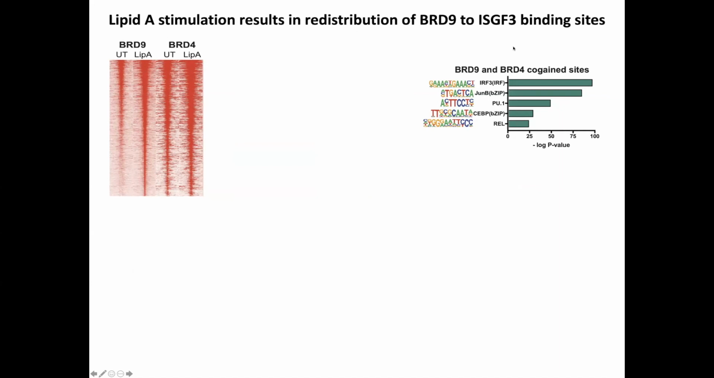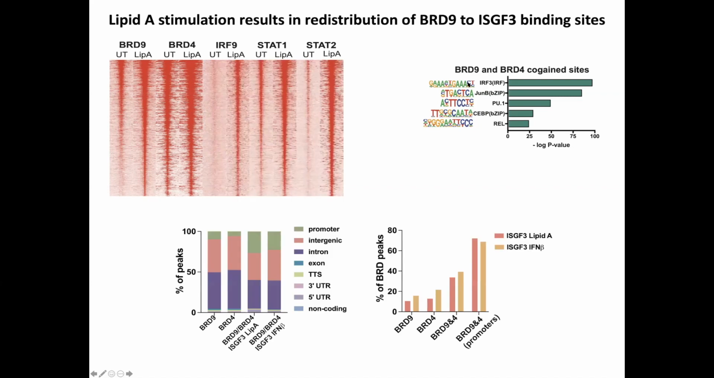And when we looked specifically at the co-gain sites occupied both by BRD9 and BRD4, we saw a strong enrichment of this IRF motif, suggesting that these epigenetic regulators may be recruited by the ISGF3 complex. And indeed, we see a robust binding of IRF9, STAT1, and STAT2 in response to lipid A at these BRD9 gain sites.